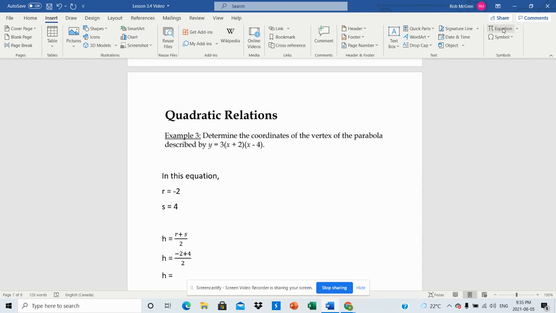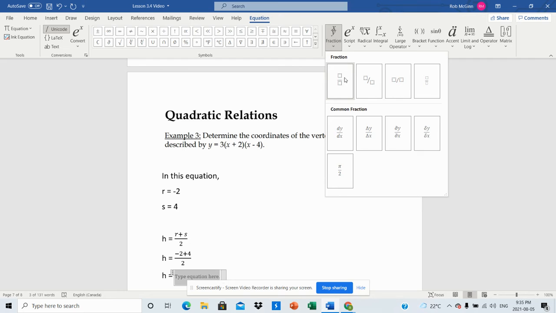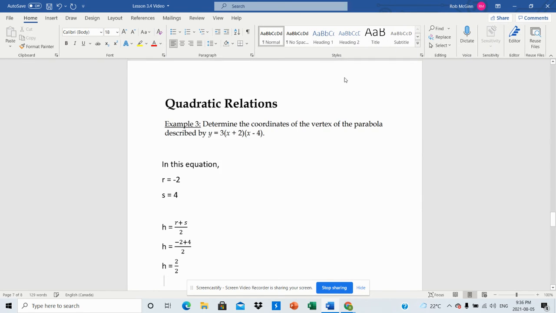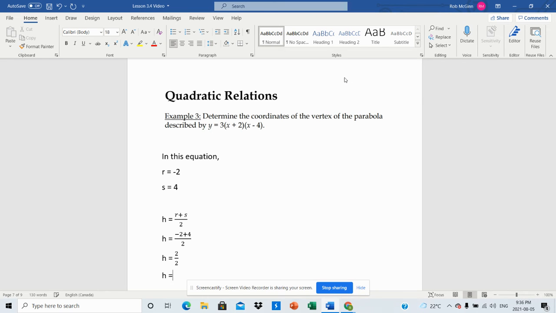Let's just toss that back in here. Fraction, perfect. Our numerator is 2, our denominator is 2. So h is just going to be equal to 1. So that's our x coordinate point.